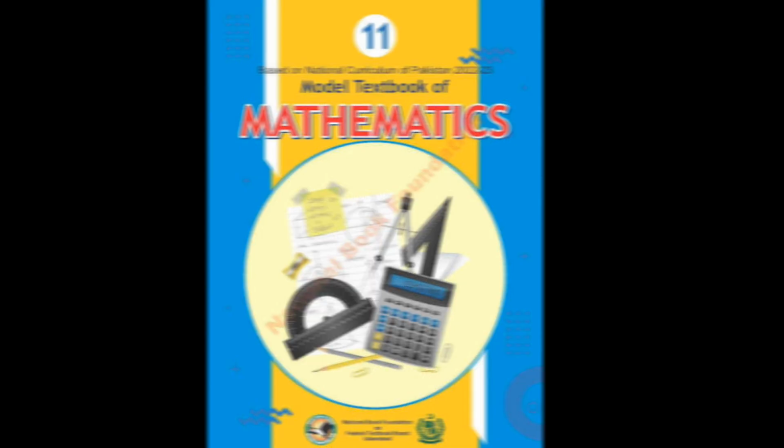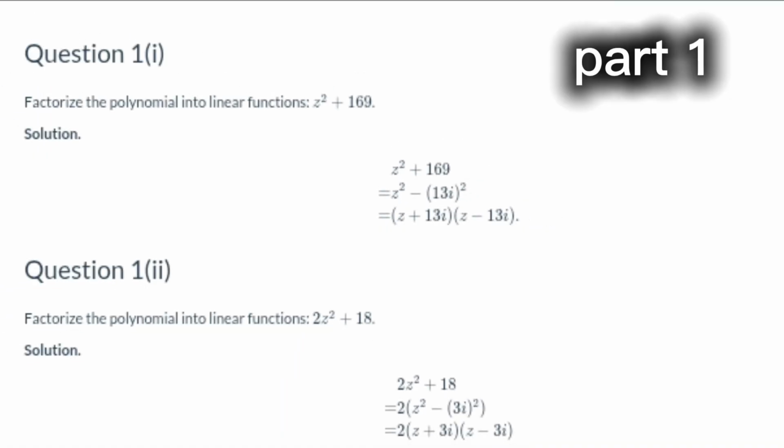Let's get started. Rewrite. We rewrite the expression as a difference of squares by using i² = -1. Steps. z² + 169 becomes z² - 169i². Factor. This factors into z² - (13i)². Final linear factors. The solution is (z + 13i)(z - 13i).